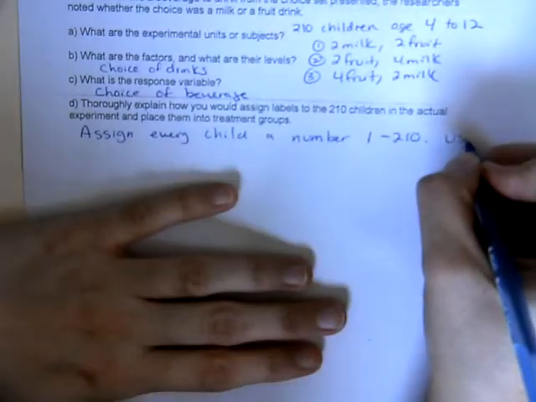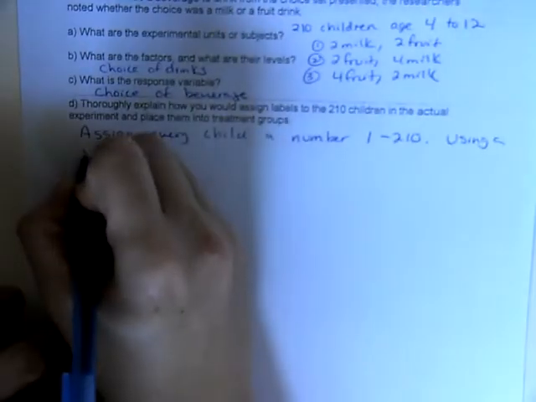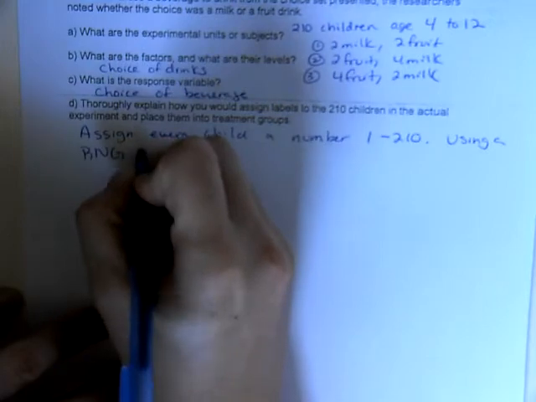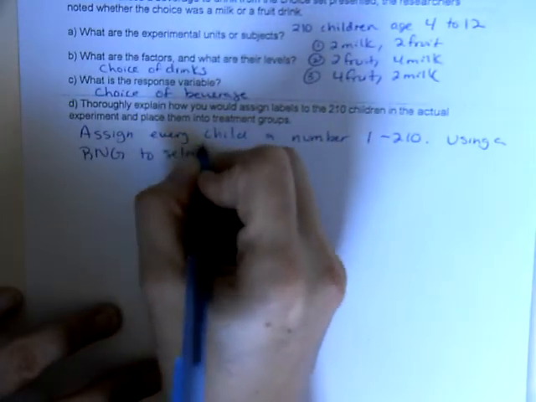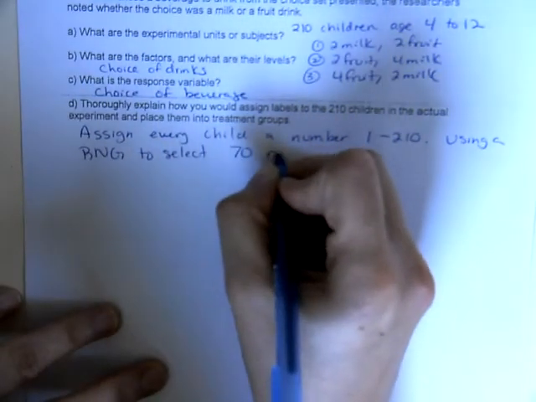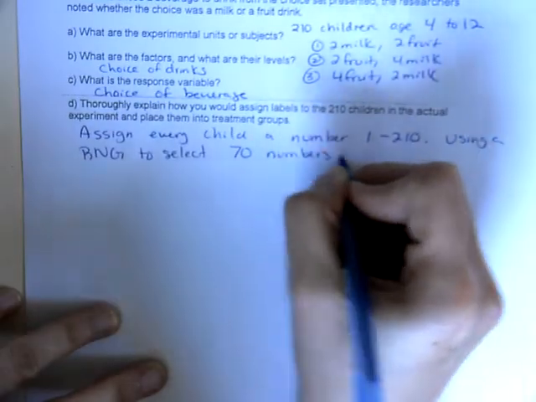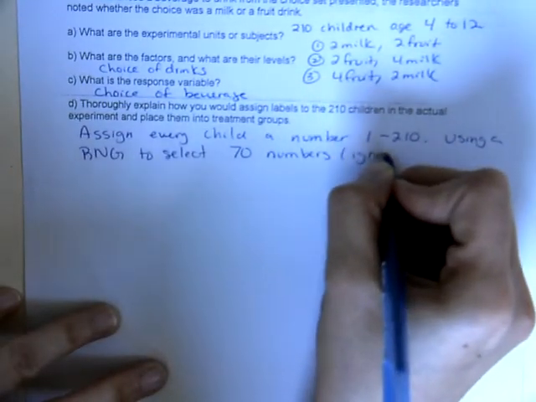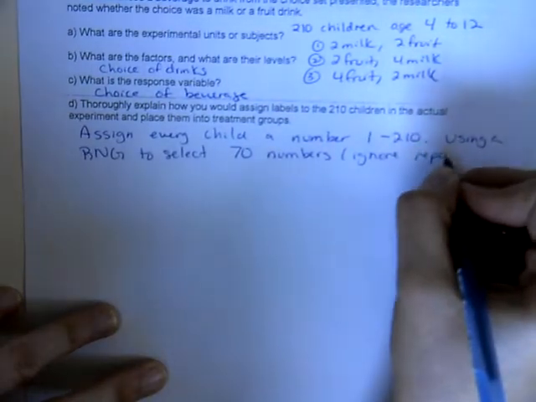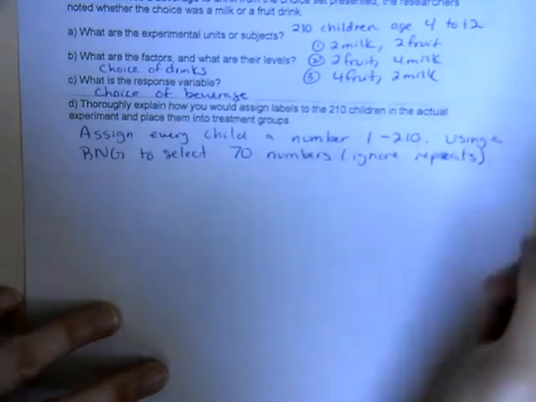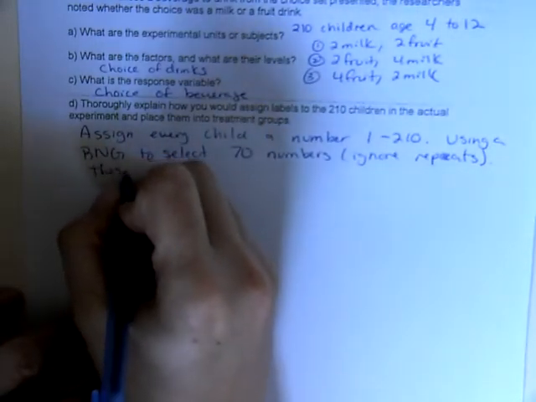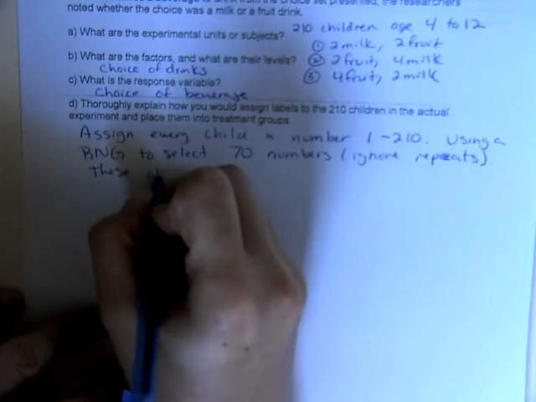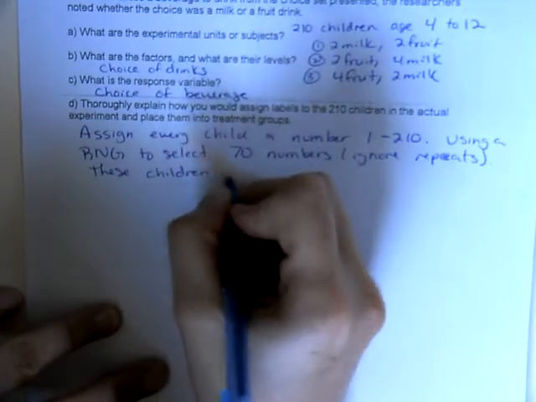So using a random number generator, to select 70 numbers, I'm going to ignore repeats. These children are in group 1.